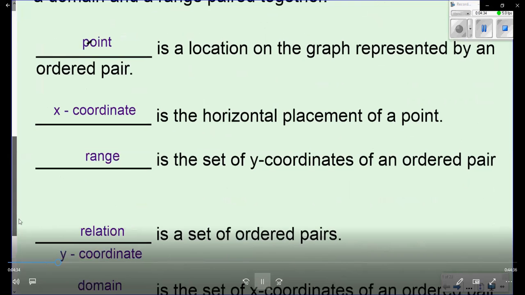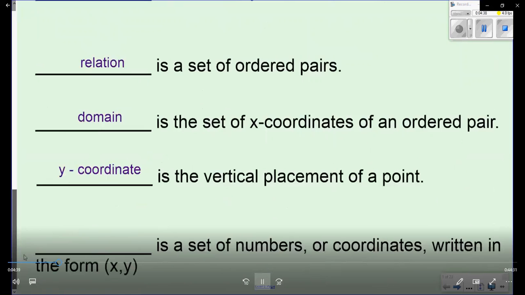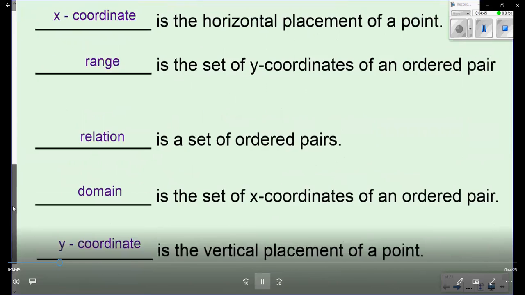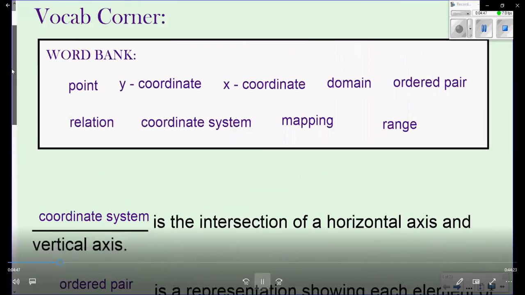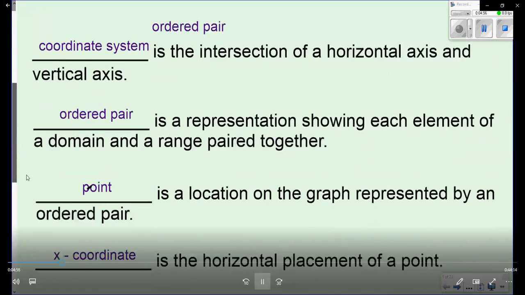And then the last one for our vocab corner is a set of numbers or coordinates written in the form of x, y. So what is written in x, y? It's an ordered pair. Ordered pairs are written as x, y.